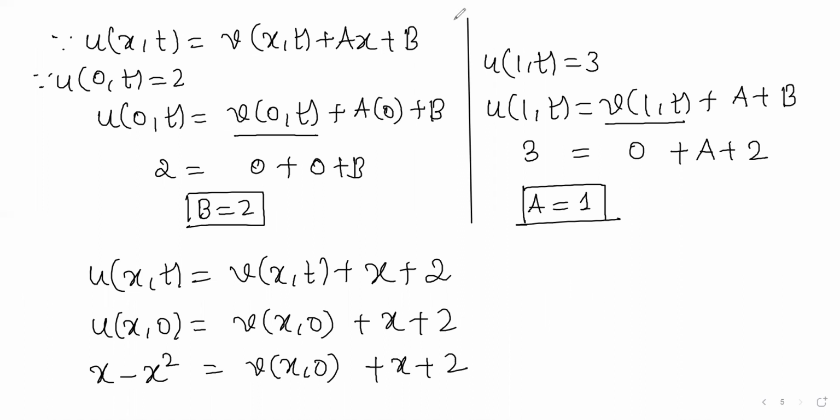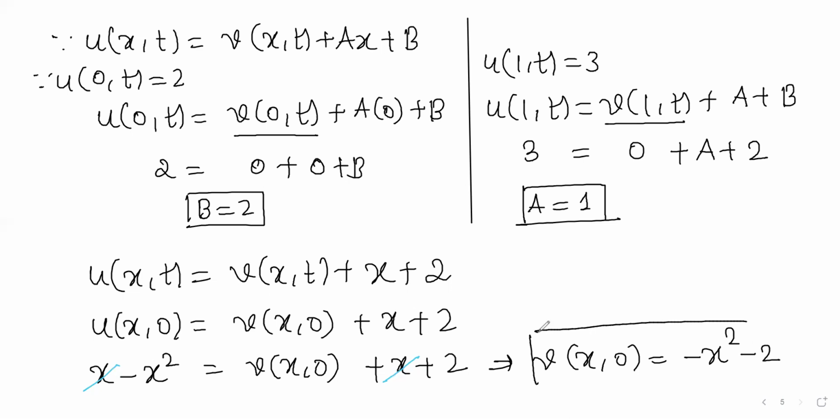With some cancellation, this x and x get cancelled, and I get v of x comma 0 equals just minus x square minus 2. So minus x square minus 2. This is what I got for v of x comma 0. See, the initial condition is now changed to another function.